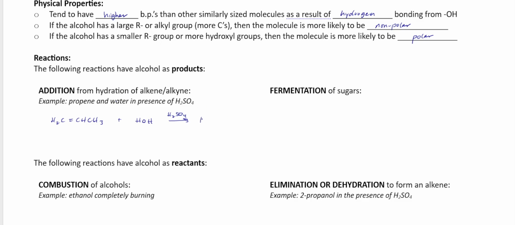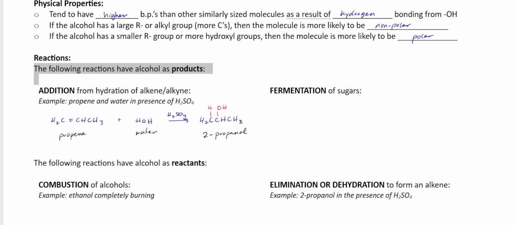So this is going to be H2C. Note that I'm going down to a single bond, so then CH3. The hydrogen goes on the first carbon right here, and then the OH goes on the second carbon. And then we're going to write the names in: propene, water, and 2-propanol.